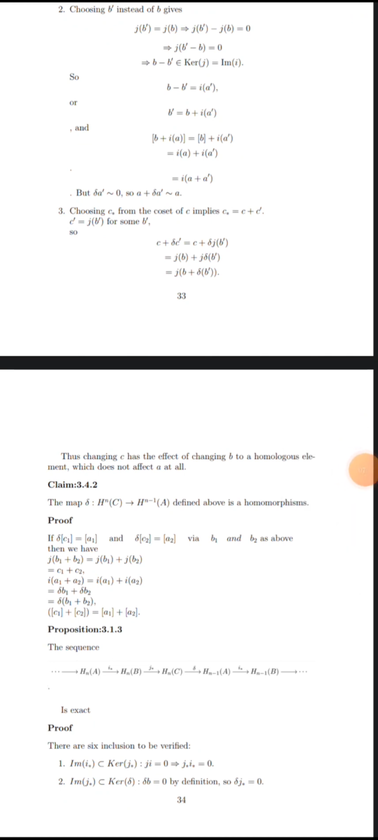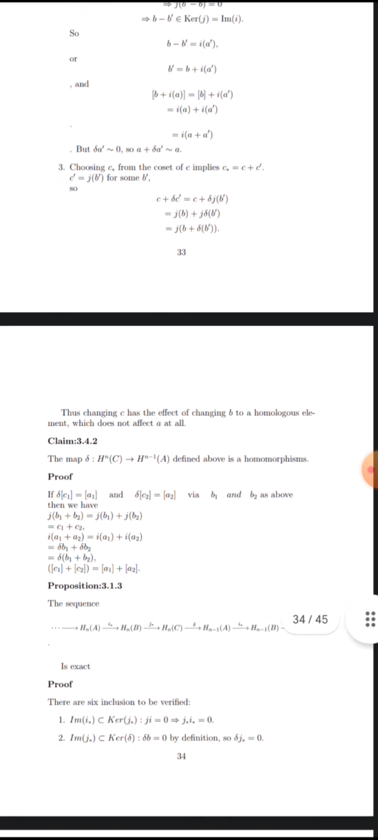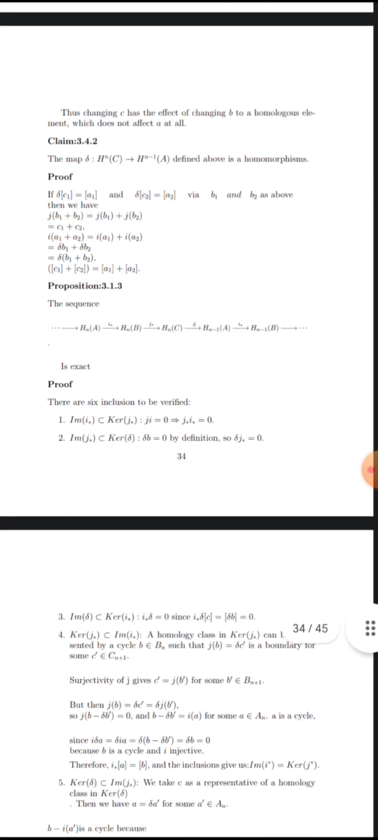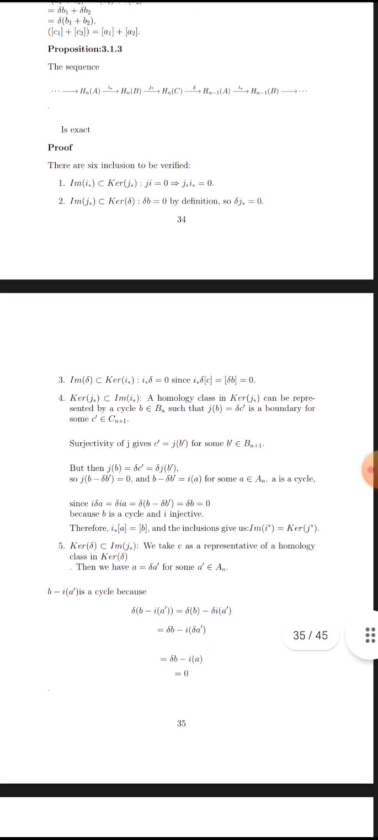Then the related propositions and theorems are there. The map delta from h raised to n of C to h raised to n minus 1 of A as defined in the homomorphism. Then there is a proof and related propositions and theorems.